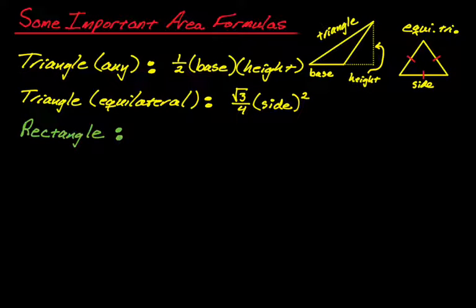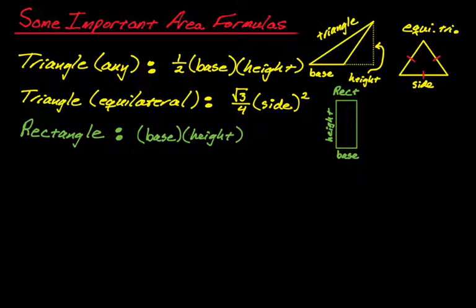All right, next up, a rectangle. Do you know what a rectangle looks like? I bet you do. It has a base, it has a height. The area of a rectangle is base times height. Not super surprising. Next up, trapezoid.